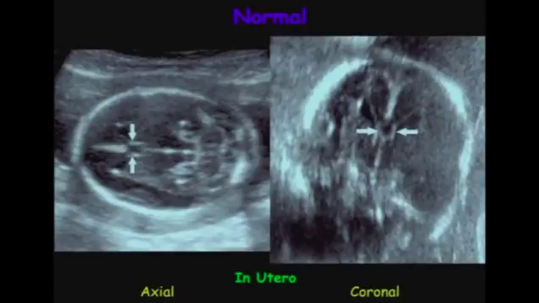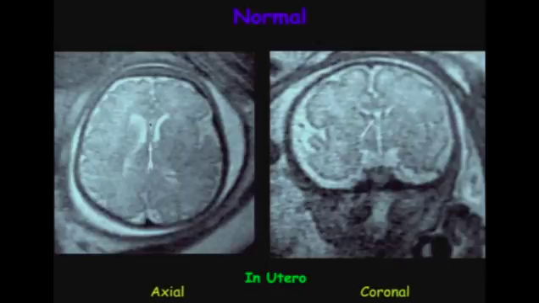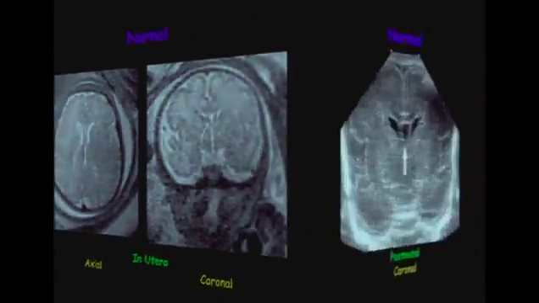So here's some normal anatomy. Here are the two clear walls. Here's the cave. In the coronal image, here are the two clear walls, and here's the cave. In utero MRI, two clear walls, cave in between. Coronal, two clear walls, cave in between.